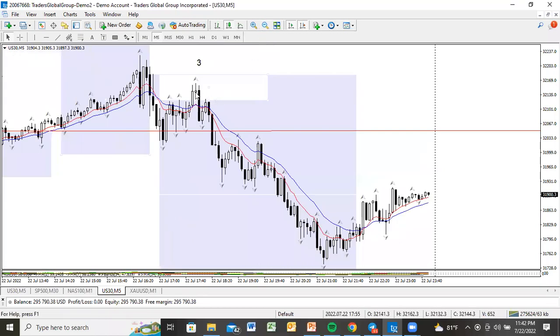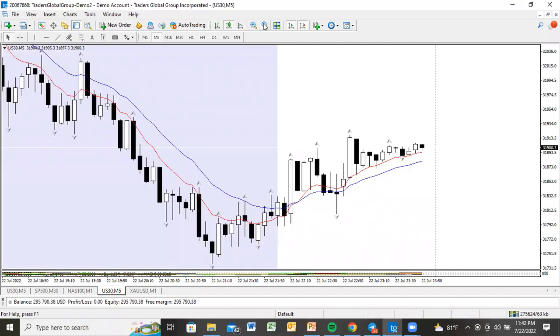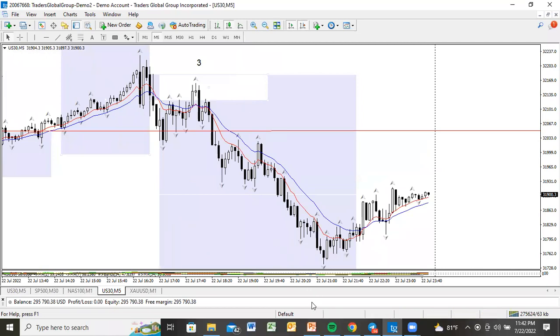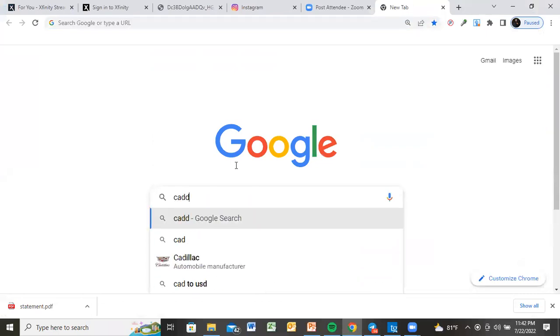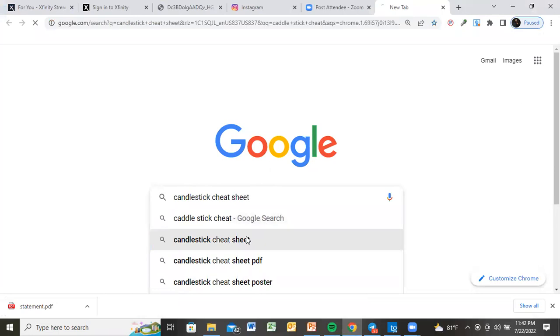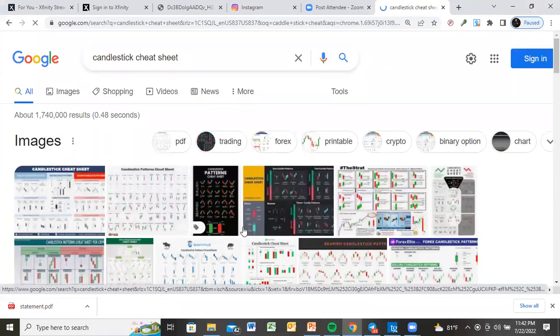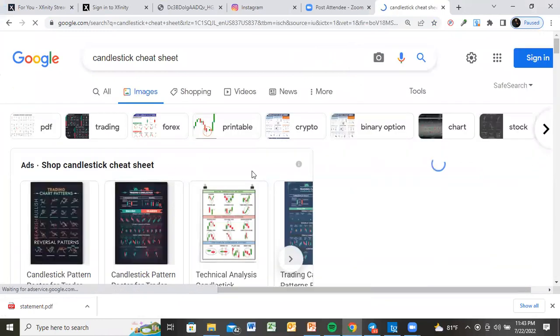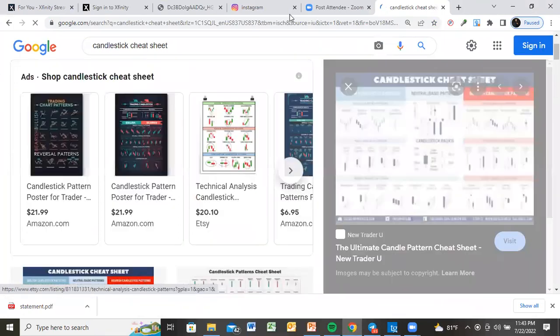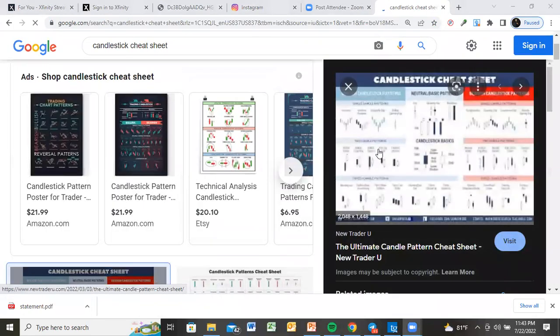Right there, you see this is called a shooting star, or the OG, it's more like a doji. I also want you guys to study that. I need you guys to study the candle sheet. Go to Google and search candlestick. I've got some printed on my walls in my room, but I need you guys to study these. If you really want to become independent traders, you need to learn your candles. So for example, let's look at this right here.